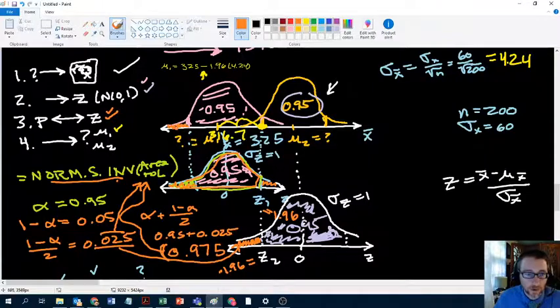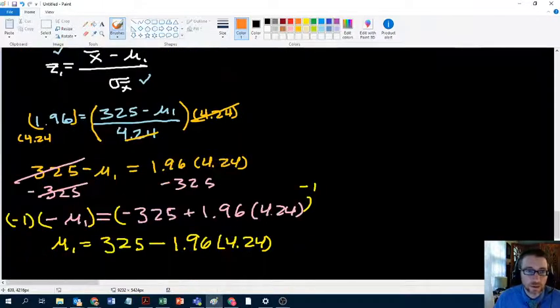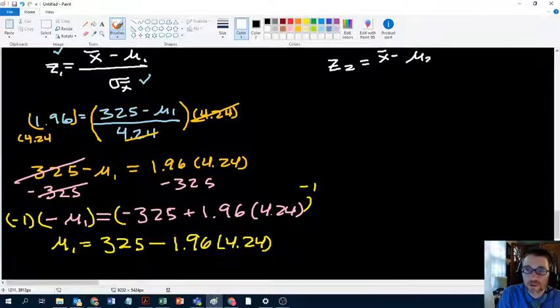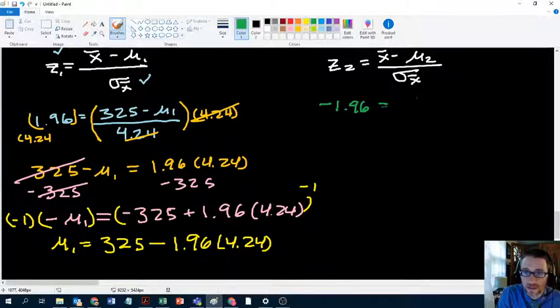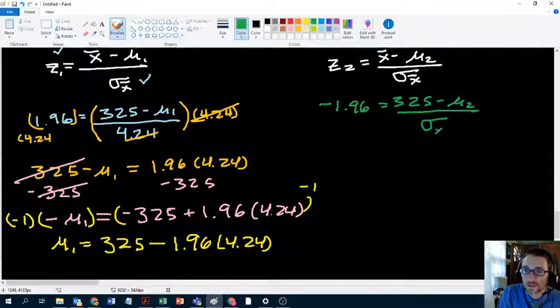Now we have to do step 4. Very similar to what we just did, right? We've got the same setup, but now instead we've got z2 equals x bar minus mu2 over sigma x bar, and then we can just plug in the corresponding values for these. So let's see. Z2 is negative 1.96. That equals 325 minus mu2 over sigma x bar. Not sigma, well, I want the number. What am I doing? There we go, 4.24.